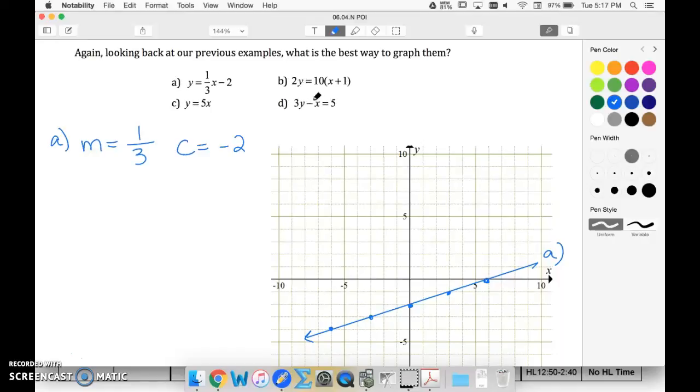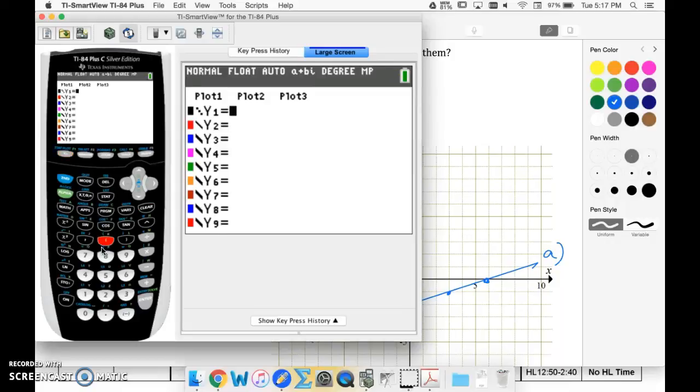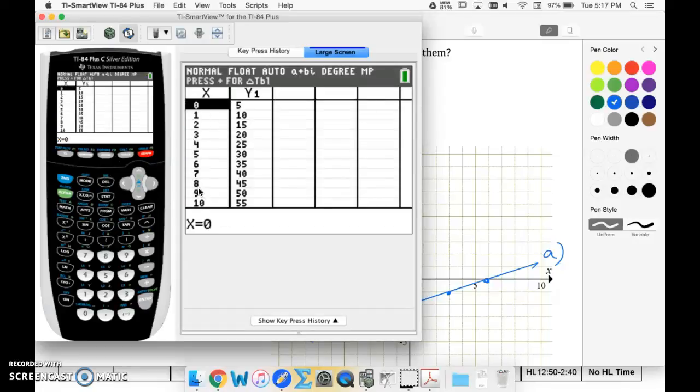In B, I'm going to use my calculator. So I'm going to divide everything by 2 to get y by itself. So I've got 10x plus 1 divide by 2. So I'm going to put that in my calculator: 10x plus 1, all of that in parentheses, divide by 2. And then I'm going to look at the table of values. I'm going to use my table of values to give me points to help me graph.